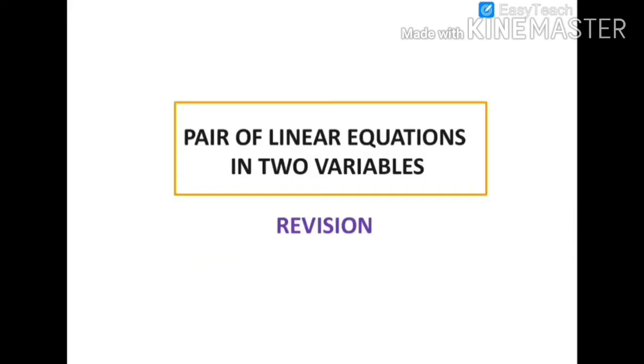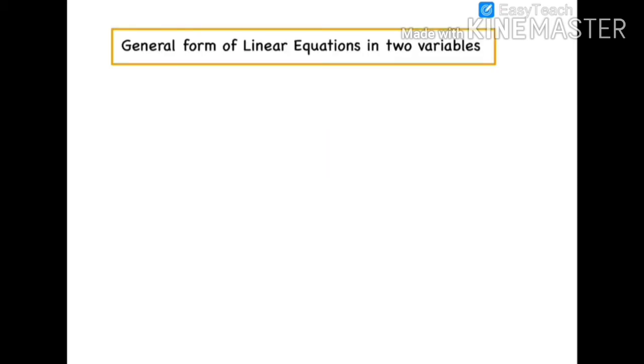In today's video lesson, we will revise the concepts that we have studied in the chapter Pair of Linear Equations in Two Variables. We will start by writing a linear equation in its general form, ax plus by plus c equal to 0. One equation in two variables is written like this.